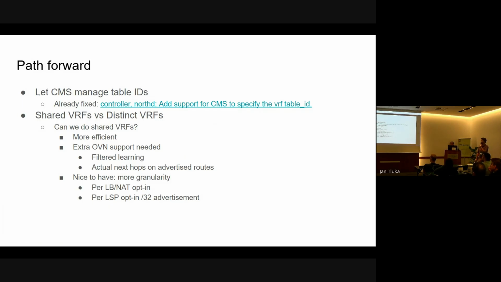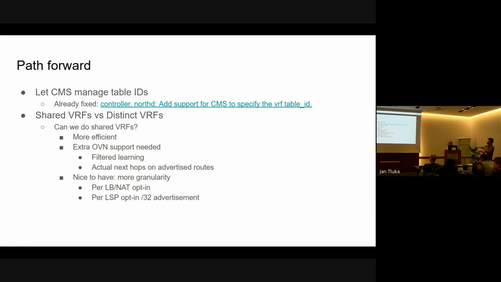Just as a recap, there are two things that we were considering: let the CMS manage stable IDs, which is already fixed, and then an open question for the community. What do we think about sharing the VRFs instead of having distinct VRFs for OVN and OVN Kubernetes? From our perspective, it's just more efficient, so it's a good thing that we could do. The extra support that we need to be able to do that is filter learning for OVN and actual next hops in our advertised routes.